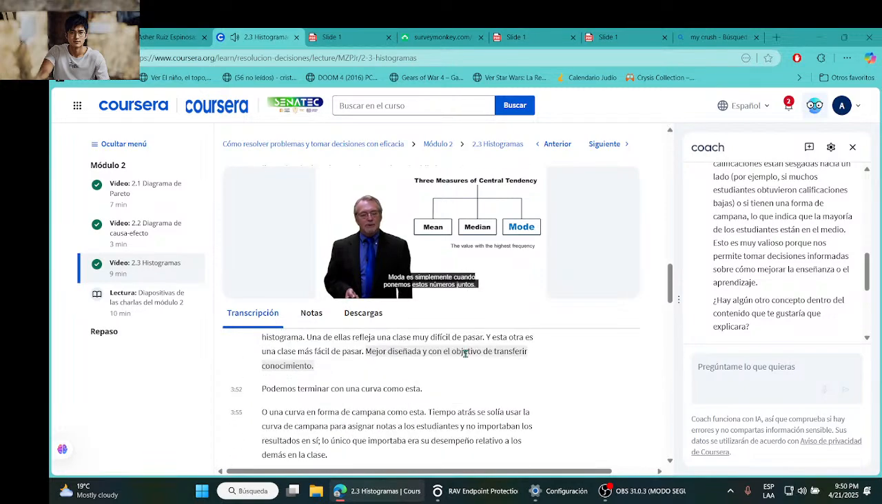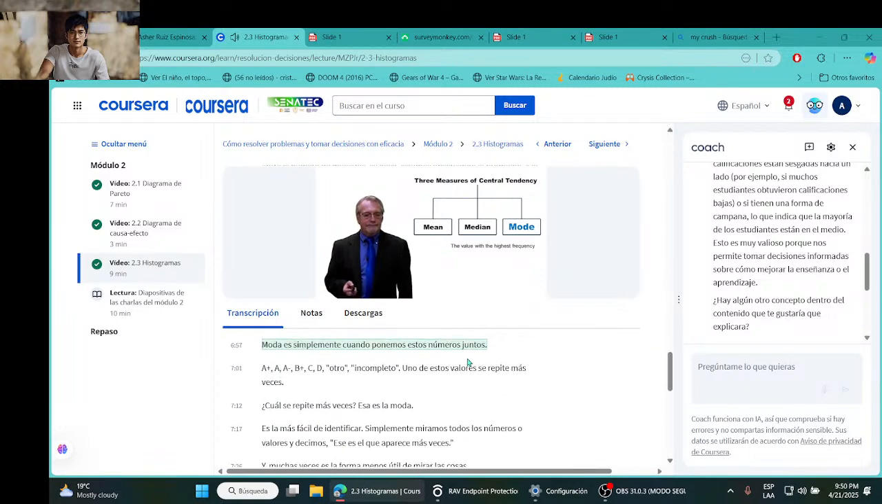Mode is simply when we put all these numbers together, A plus, A minus, B plus, C, D, other, incomplete, one of those comes up the most. Which thing comes up the most? That's the mode. It's the easiest to identify because we just look at all the values and say, oh, that one comes up the most number of times.